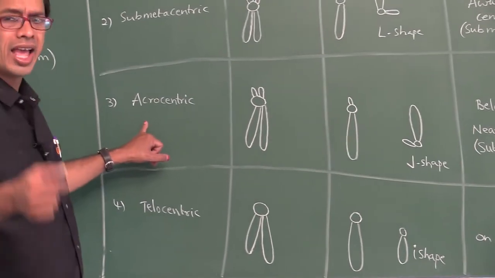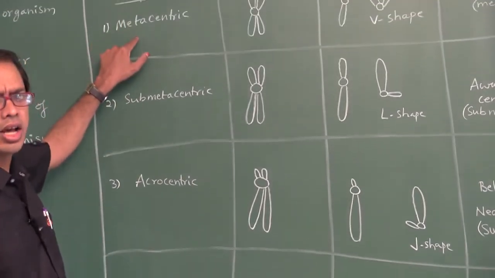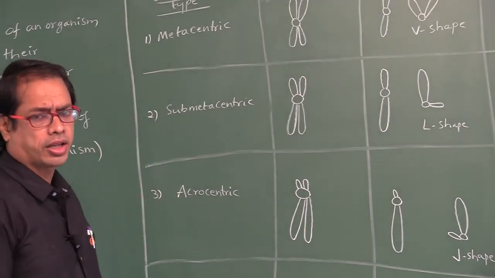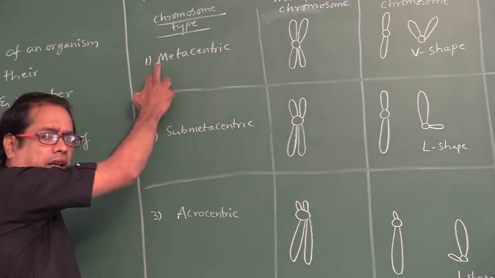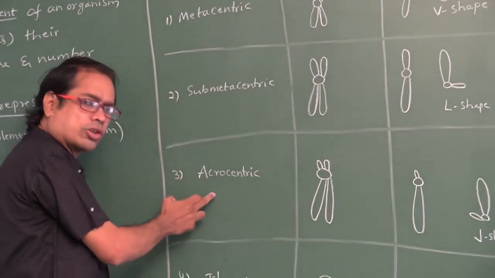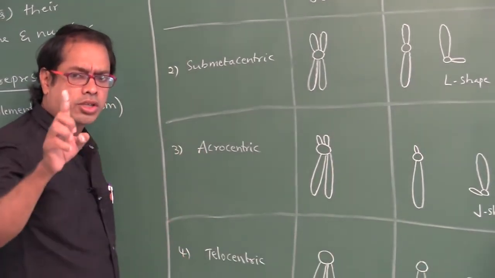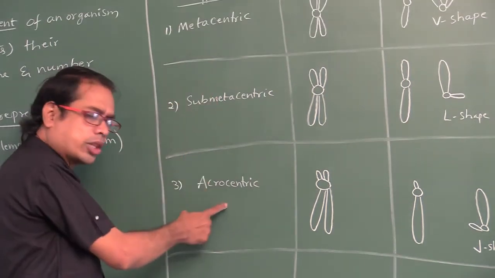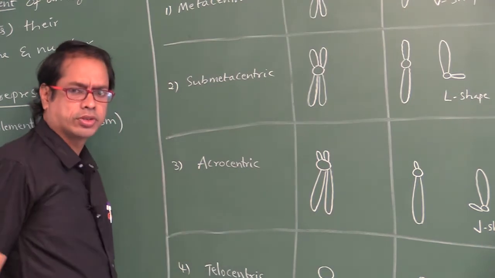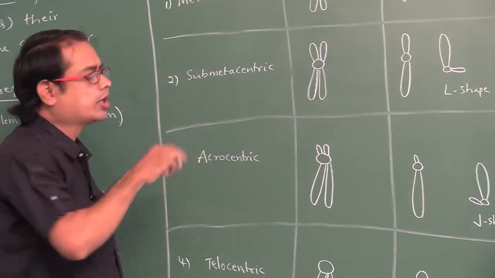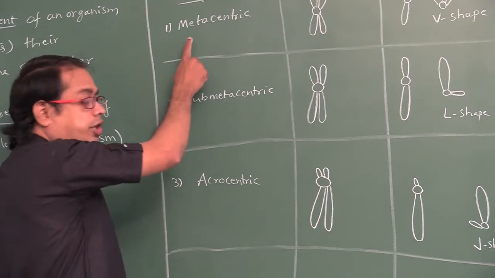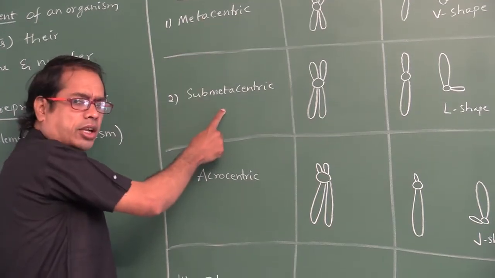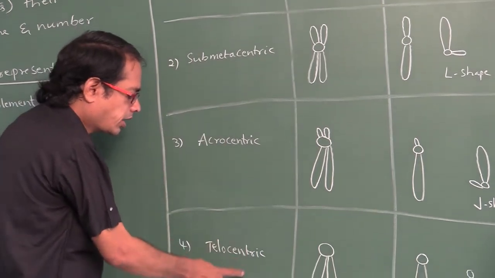So a centromere at the terminal position is called telocentric. Subterminal is called acrocentric. At the center is called metacentric. Away from the center is called submetacentric. Again: metacentric, submetacentric, acrocentric, telocentric. Position of the centromere: at the center, away from the center, below the tip, at the tip. Again I am repeating, my dear students.